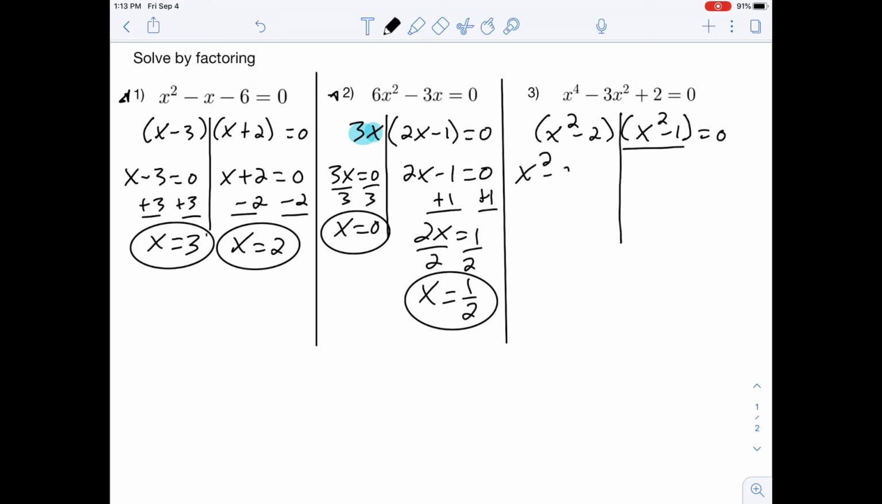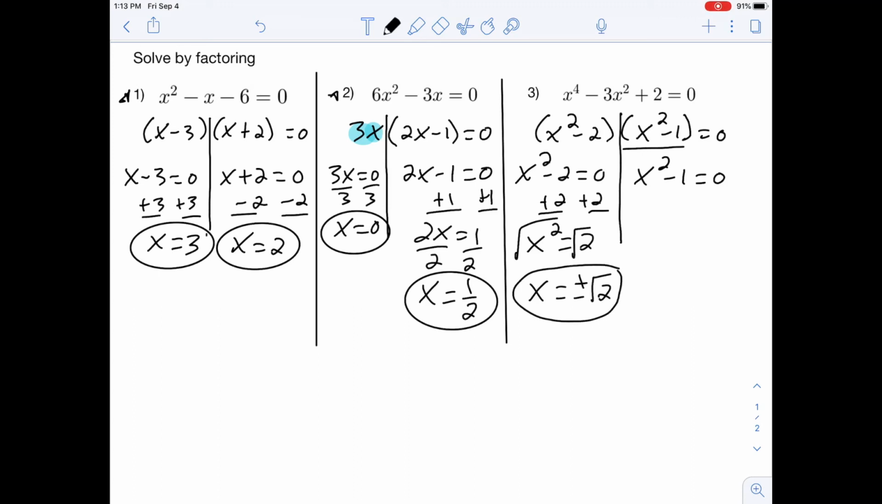So x squared minus 2 is equal to 0, and then x squared minus 1 is equal to 0. Well, how do we solve using square roots? We did that in a previous video. I'm going to isolate the square term, so I'm going to add 2 here. So I get x squared is equal to 2. And then we have to take the square root of both sides, which means that I have to add a plus or minus. So this gives me x equals plus or minus the square root of 2. 2 solutions, positive square root of 2 and negative square root of 2.